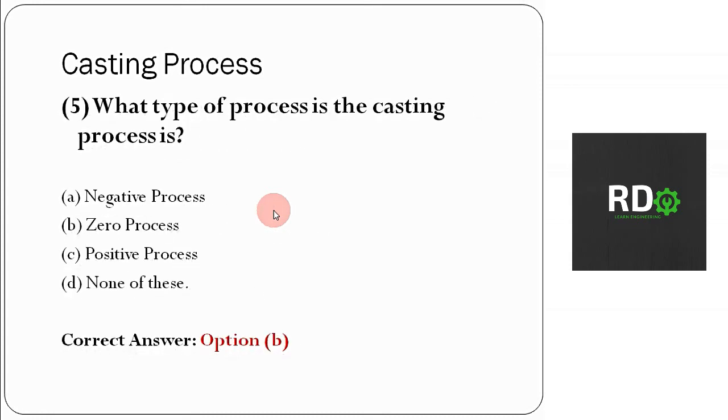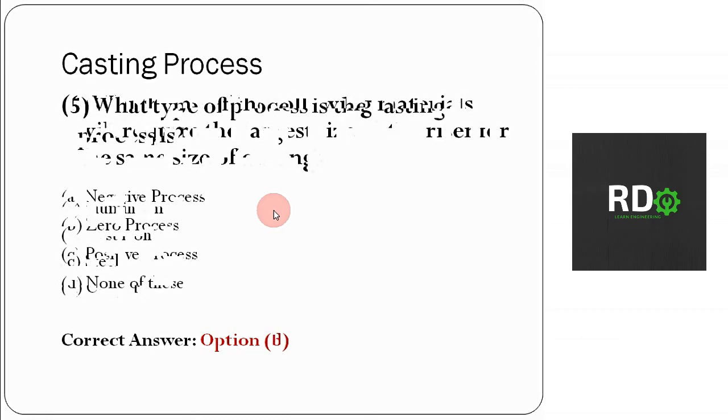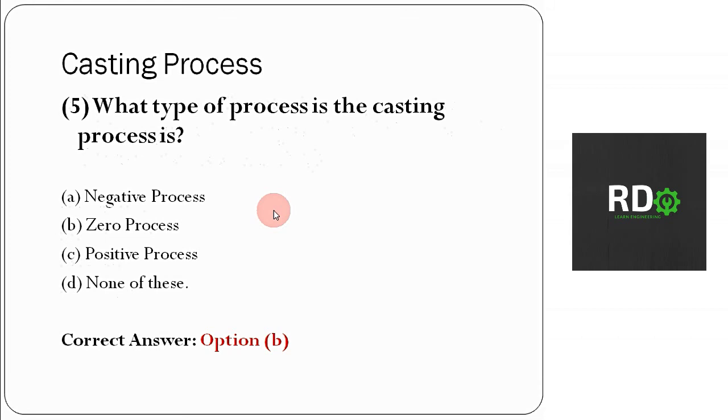Next, what type of process is the casting process? If you go for welding, it is an addition process, a positive process. But in case of casting, it is a zero process. Nothing is added, nothing is wasted. So it is a zero process. The correct answer will be option B.